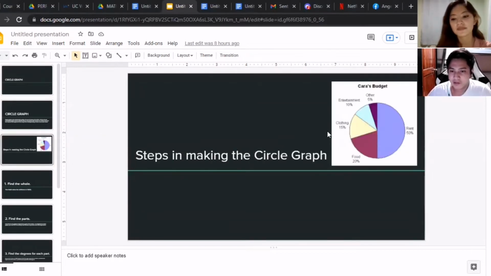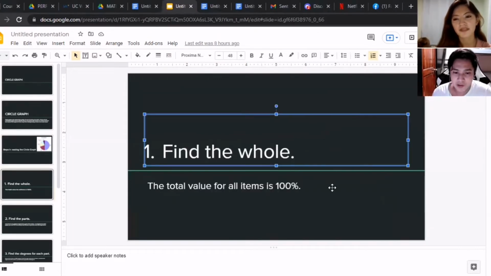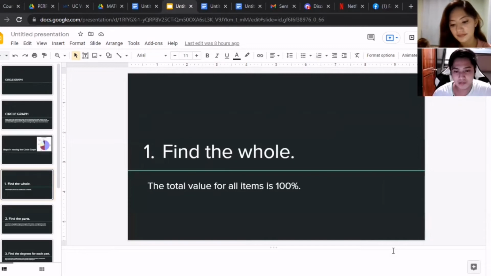Step 1 in making the circle graph: find the whole. The total value for all items is 100%. This is usually 100% or one whole. A pie chart or a circle chart is a circular statistical graphic which is divided into slices to illustrate numerical proportion. In a pie chart, the arc length of each slice, and consequently its central angle and area, is proportional to the quantity it represents.